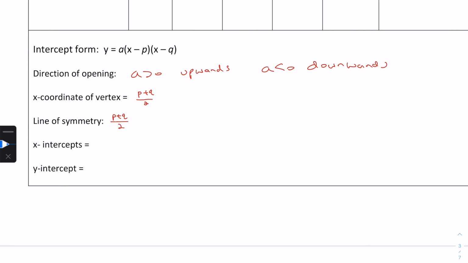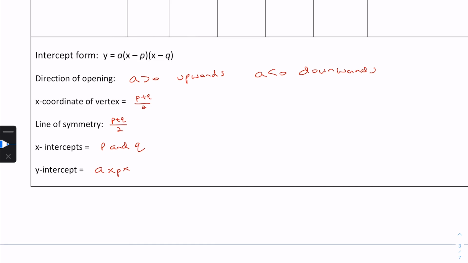How do I find the x-intercept? Well, to find the x-intercept, you just solve the brackets here. So roughly they are just p and q. And how do I find the y-intercept? Yes, it is minus p times minus q, but remember to also times that a. So a times p times q will give me the y-intercept. And that's a summary of the intercept format.